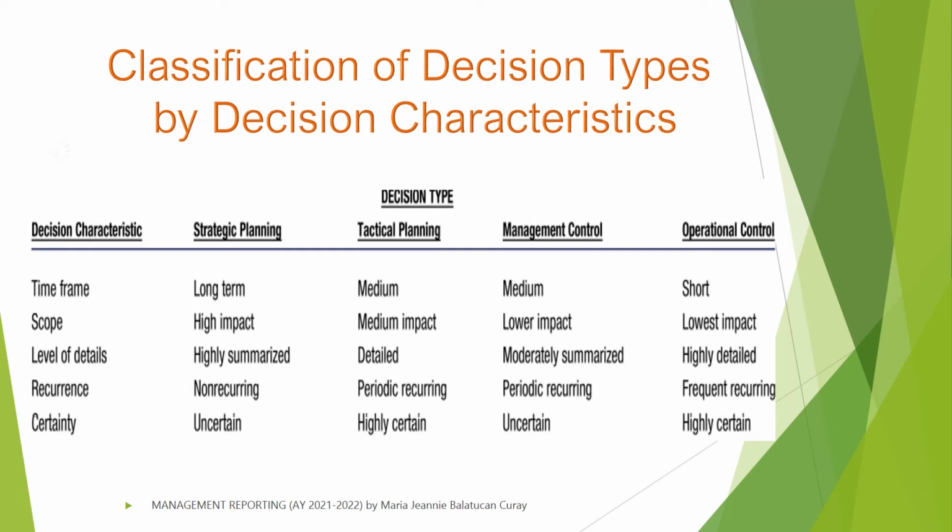As to recurrence, strategic planning is non-recurring, tactical planning is periodic recurring, also for management control, while operational control is frequent recurring. As to certainty, strategic planning and management control are uncertain, while tactical planning and operational control are highly certain.